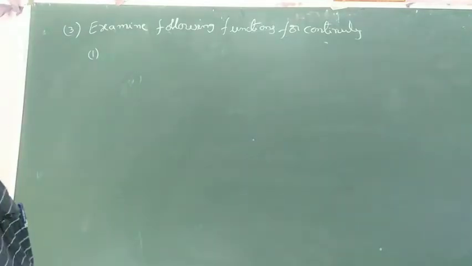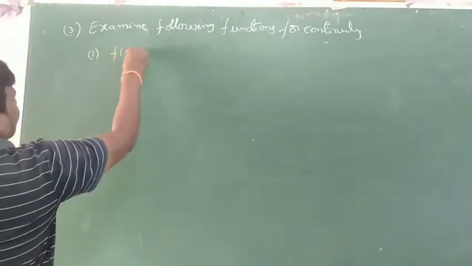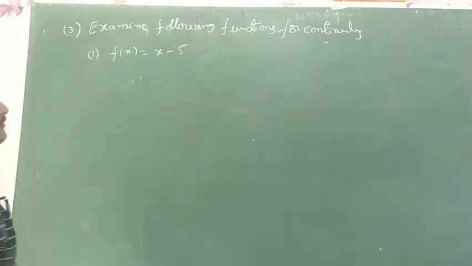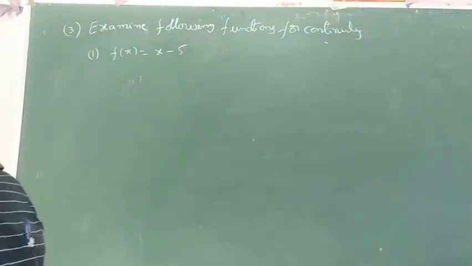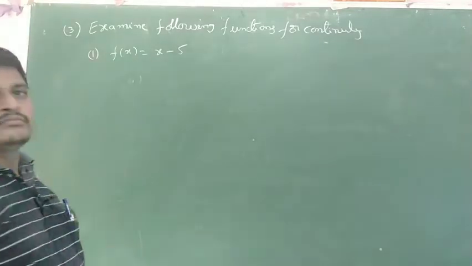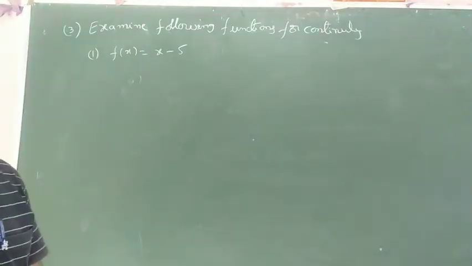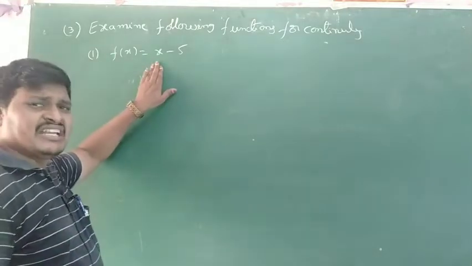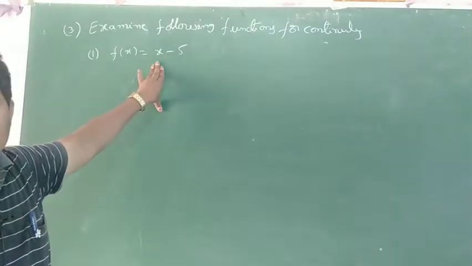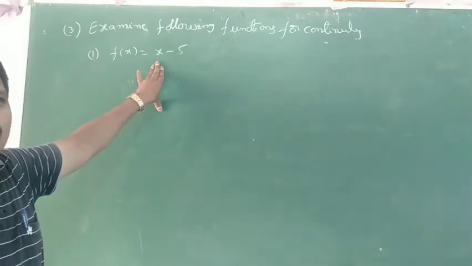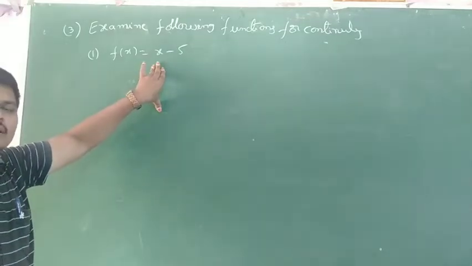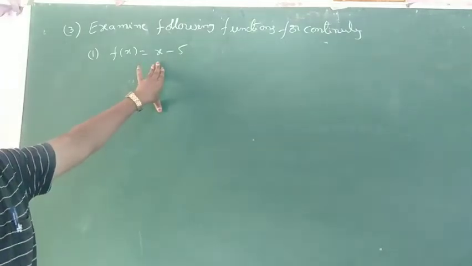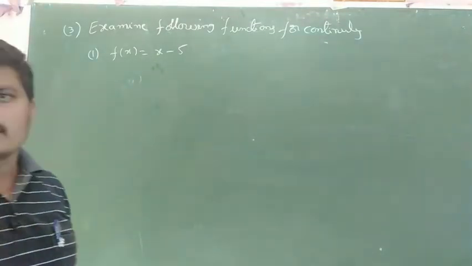f of x is equal to x minus 5. There is no specific x value given, no value at which to check. That means you have to take any value, 1, 2, 3, 4, different values, but all will take the same value, same value means a, b, c or any value.